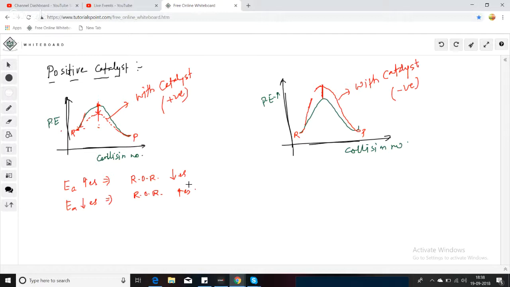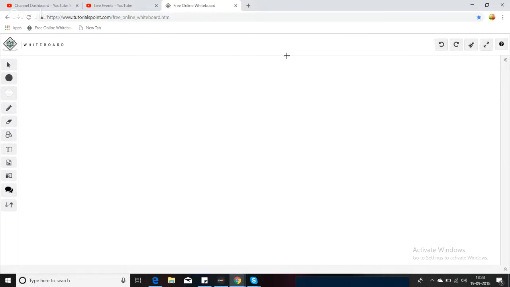Next, write down the next factor, that is temperature. This one is important. Write down the dependency of temperature. In temperature you write down the dependency of rate constant on temperature. Rate constant on temperature can be given by the Arrhenius equation.